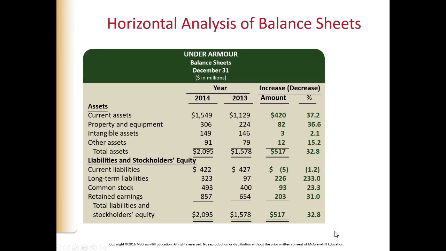You can do the same thing with the balance sheet. Again, these are just Under Armour's numbers. So we're looking at 2013, 2014. Find the difference. Divide the difference by the earliest year to get all the percentages.